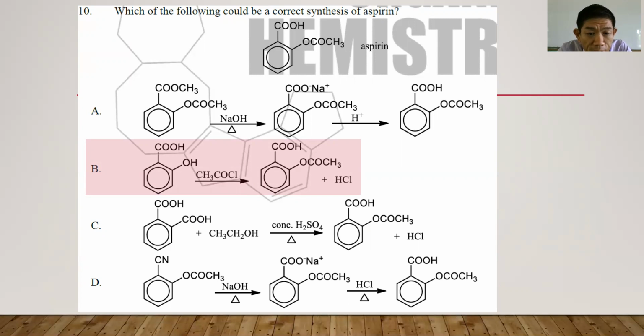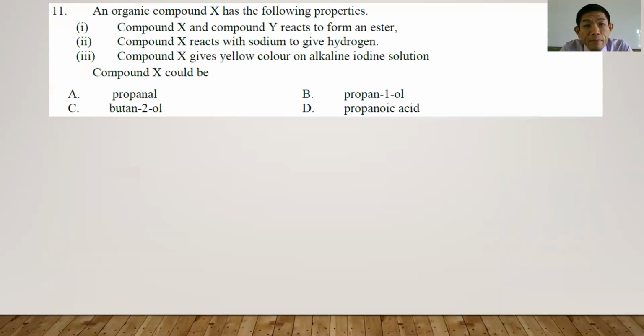And finally, for D, when you react with sodium hydroxide, similar to the situation in A, both cyanide and also ester will undergo alkaline hydrolysis to produce COO-. And in here, it does not react. Therefore, it is incorrect to synthesize aspirin using these methods. So 10 is B.